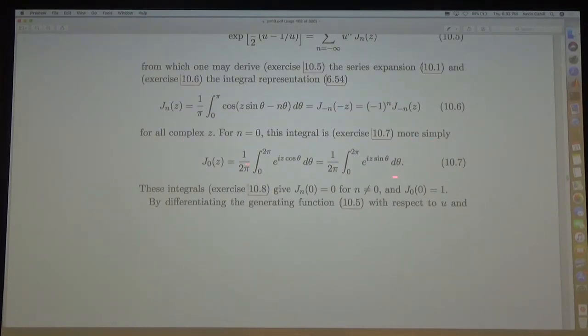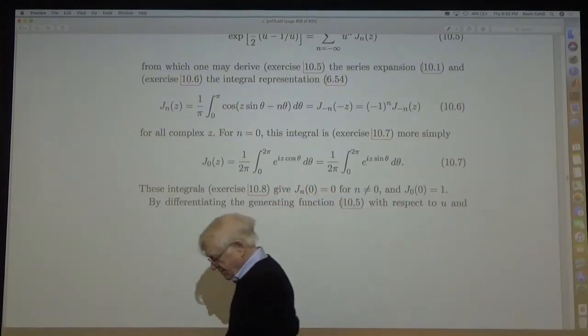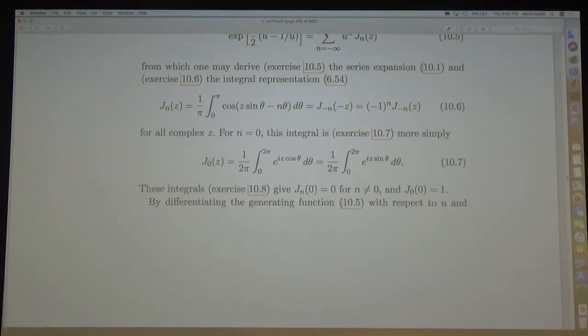For n equals 0, it's rather simple, and it's of this form. In fact, this kind of reminds me of the factor that was effectively a kernel, an integral kernel in the integral equation representation of Bessel functions that we discussed at the end of chapter 8. Anyway, J0 of z is of this form, and you can either use cosine or sine.